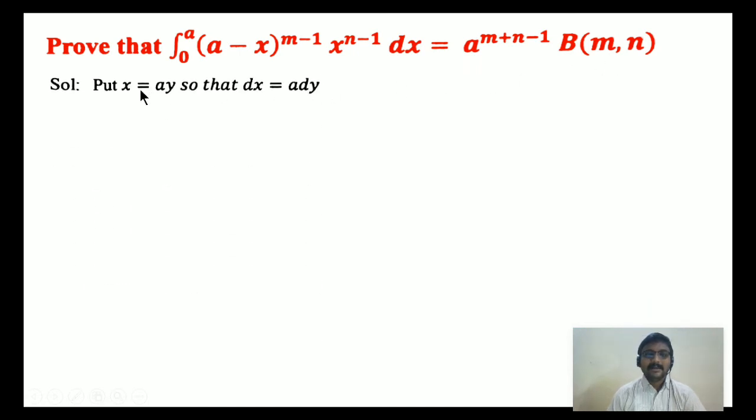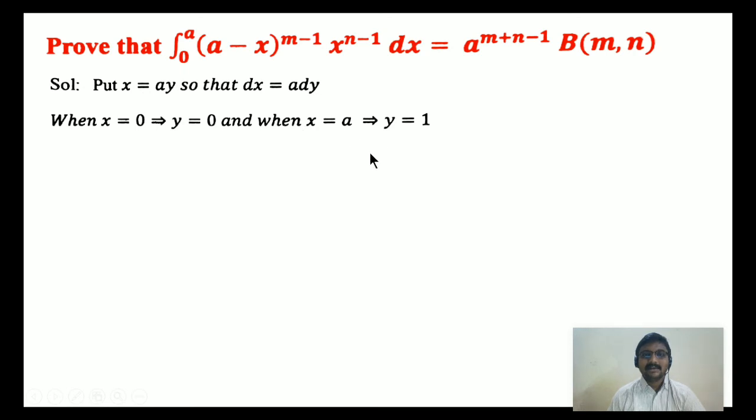Proof: putting x equal to ay, so that differentiating on both sides, dx is a dy. And the limits: when x equal to 0, that is the lower limit, 0 equal to ay, which implies that y is 0. When x equal to a, that is the upper limit, a equal to ay, which implies that y is 1. So y equal to 0, y equal to 1 are the new limits. Old limits are 0, a.